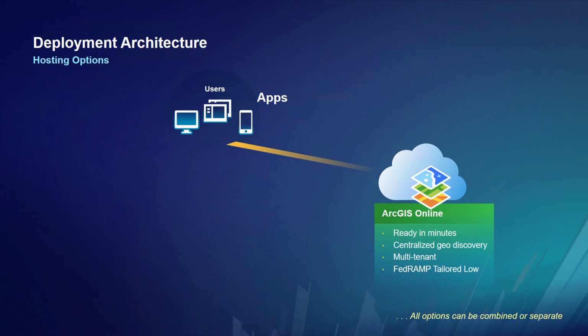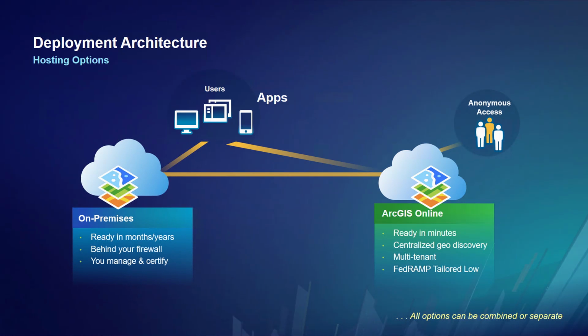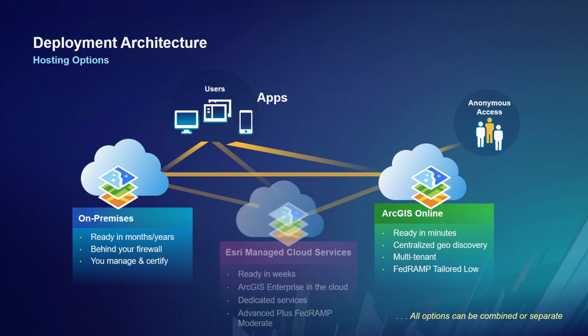Now, as far as how these hosting options might play together, ArcGIS Online is a solution that you can spin up in minutes, provides you more centralized geographic information discovery. It's multi-tenant, as mentioned, and has that FedRAMP tailored low authorization. For on-premise, it's something you can typically spin up in months, or if you're on the defense side of things, sometimes years, to get running behind your firewall, and you manage and certify it in your own organization. And last but not least is Esri Managed Cloud Services, a solution that's in the time frame of weeks typically to get up and running. It's taking ArcGIS Enterprise, spinning it up in the cloud specifically for your organization. And as mentioned, the Advanced Plus version has a FedRAMP Moderate.